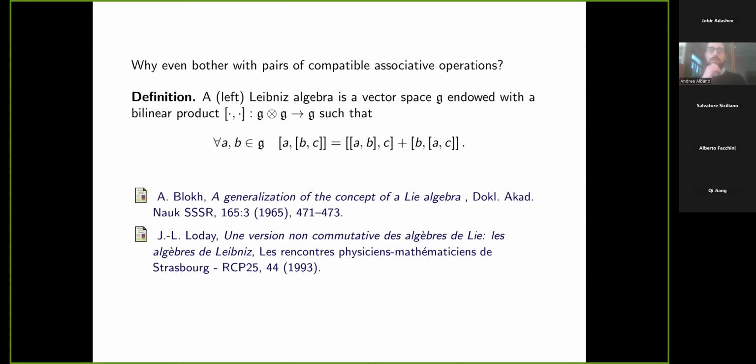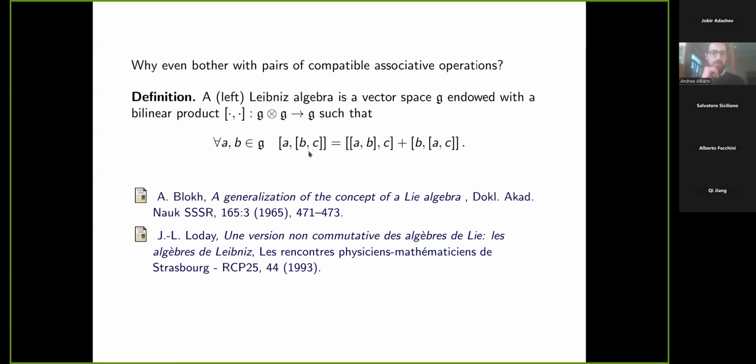Now, why should we even bother with pairs of associative operations, of course, you may ask? The reason is quite interesting, and it could actually be the basis of another talk for another hour. So before justifying that, let me first recall what a Leibniz algebra is. A left Leibniz algebra is a vector space g endowed with a bilinear bracket such that it satisfies the equation on screen.